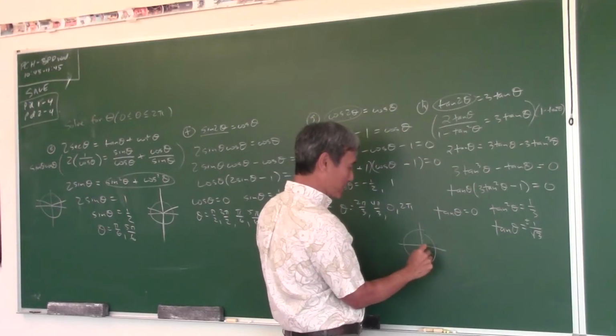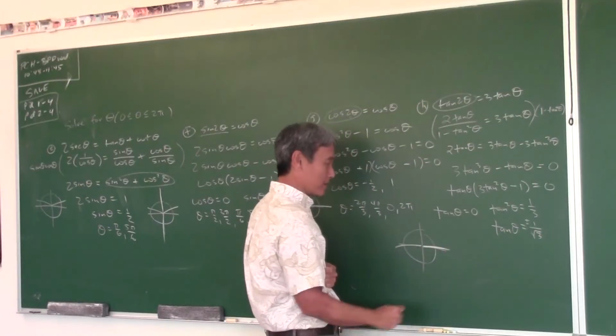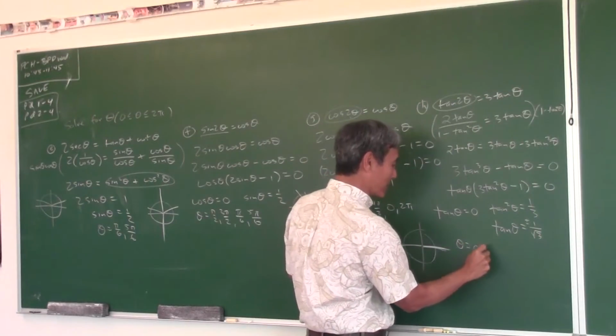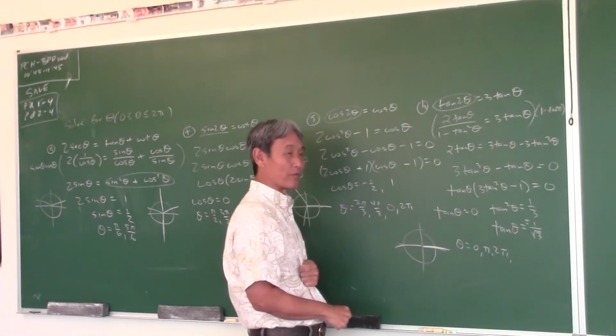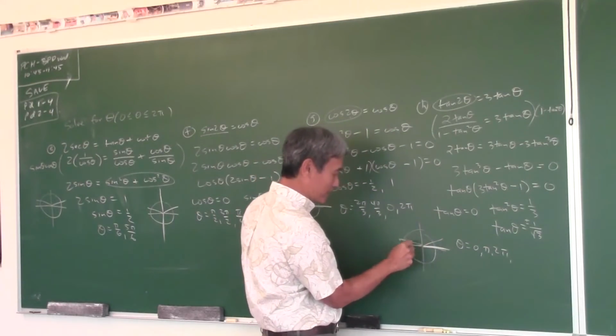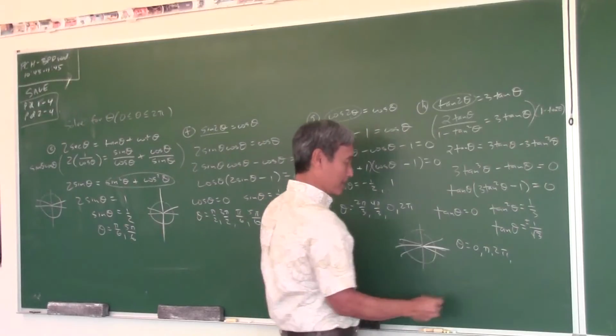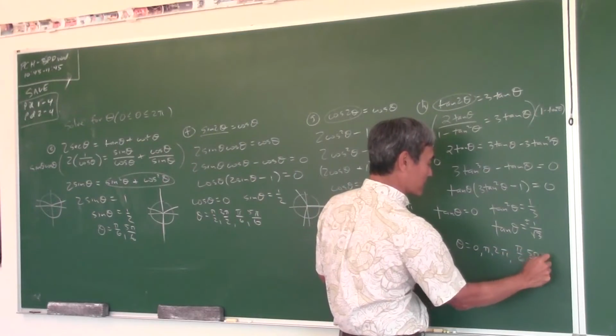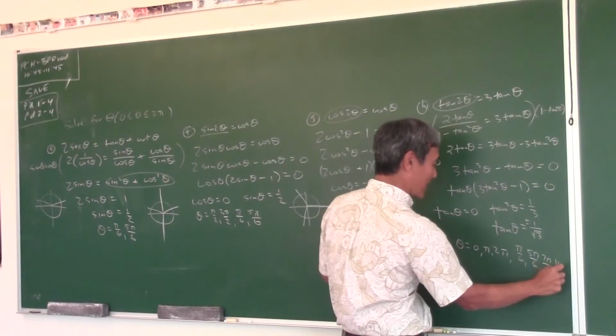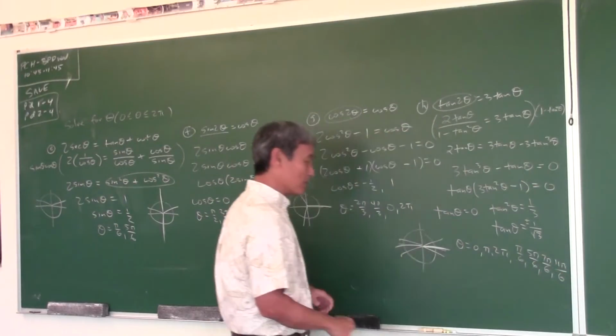Tangent of what angle is 0? Here, here, and there. Let's just write them out. So that's 0, pi, and 2 pi. And where is tangent plus or minus 1 over radical 3? That's the pi over 6 family. So that's pi over 6, 5 pi over 6, 7 pi over 6, 11 pi over 6.